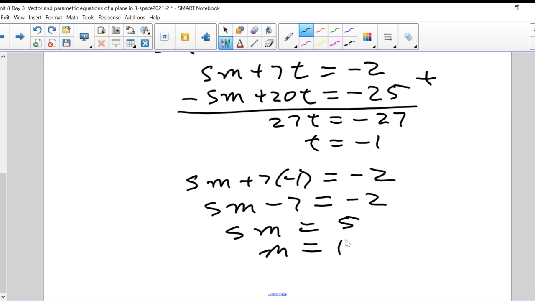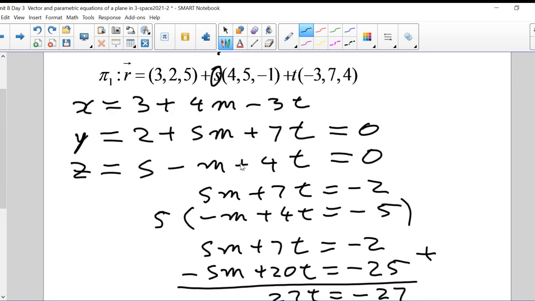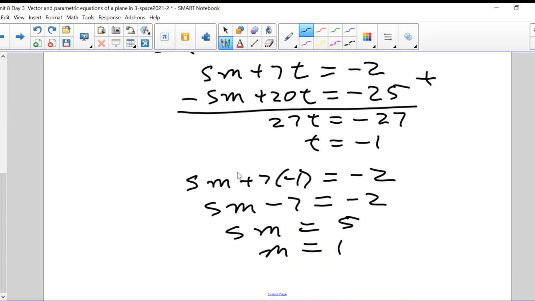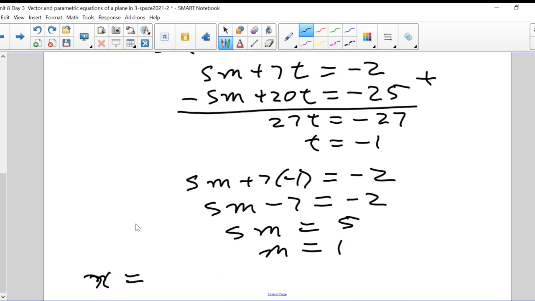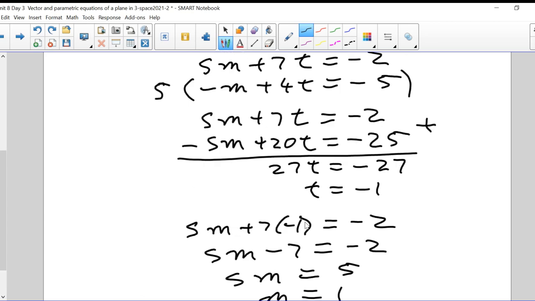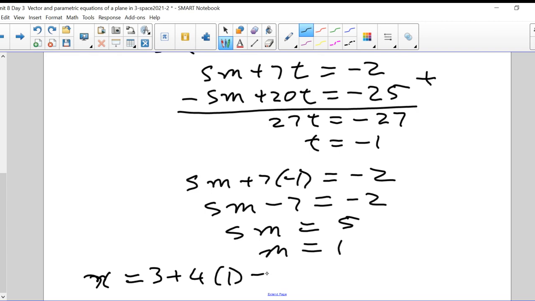All right, so now I have both my m and my t. I can go back up and look for my x value by putting in those values of m and t. So my x is now equal to 3 plus 4 times my m of 1 minus 3 times my t. And my t we said was minus 1. So that looks like 3 plus 4 plus 3, so that's 10.